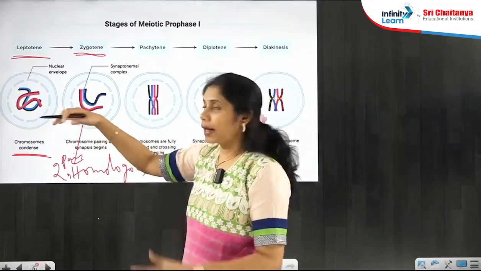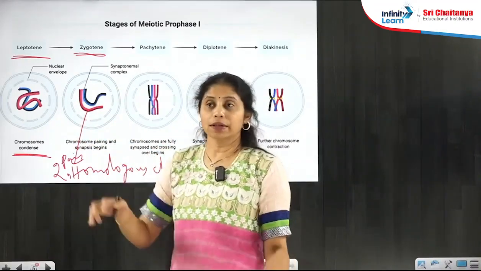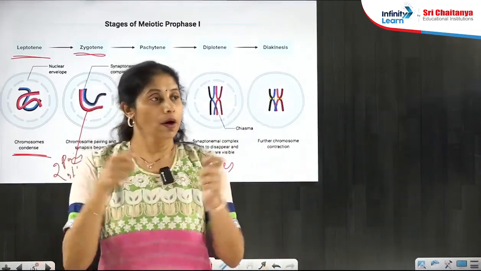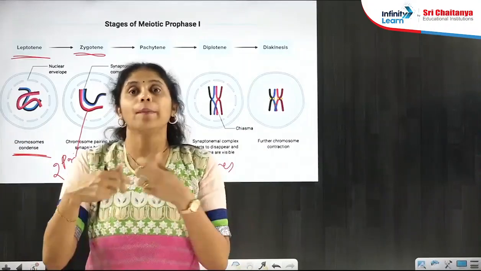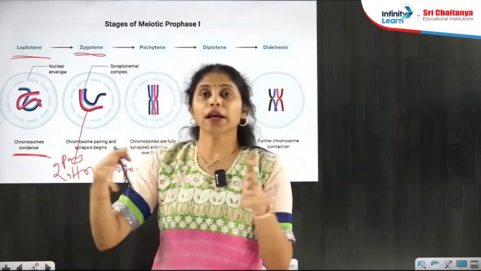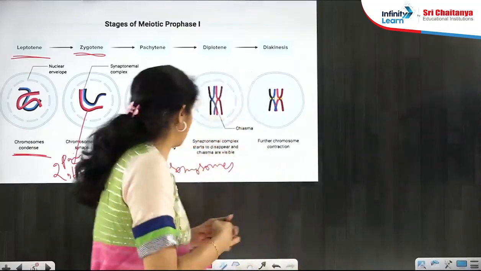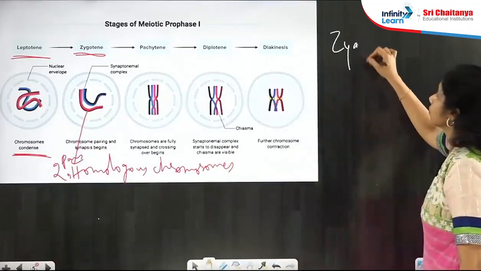Here they are actually different, they will be scattered. But in the zygote, the first pair of homologous chromosomes, the second pair, all pairs of homologous chromosomes will come together. They'll pair up. The process of pairing is called synapsis. They start pairing in the zygote.